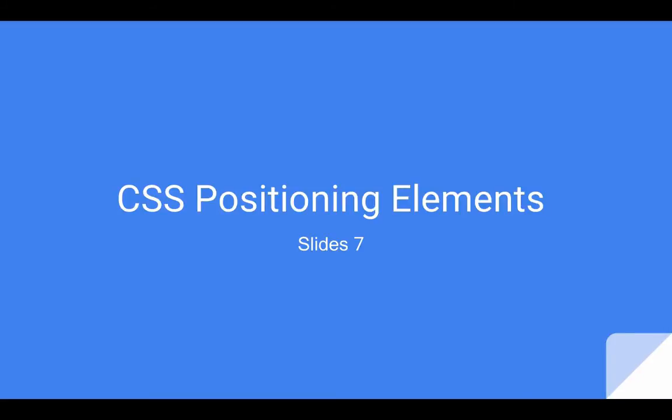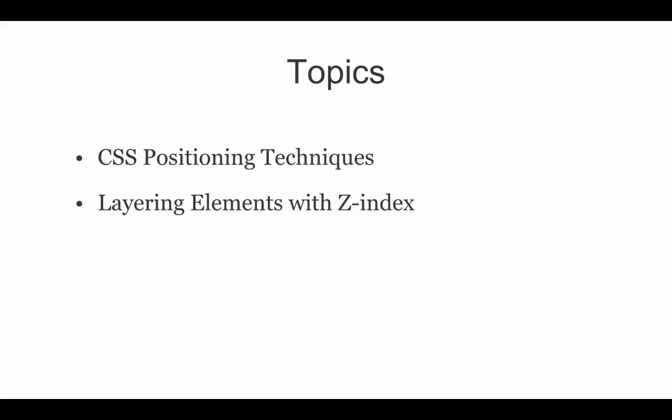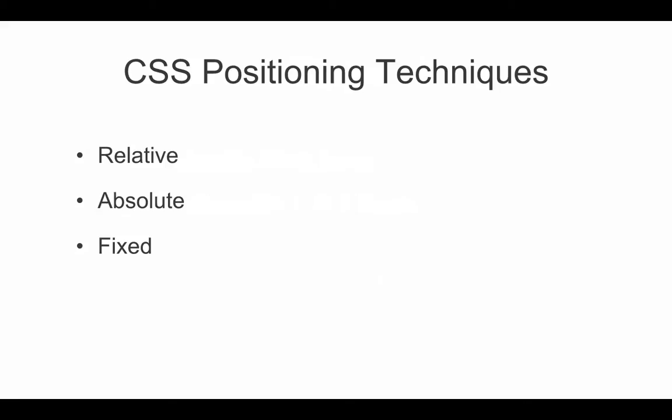In this next set of slides, we'll discuss positioning elements. We'll discuss the position property and various techniques for positioning elements using CSS, and we'll also talk about the z-index property, which will allow us to create depth by layering elements and overlapping them one on top of the other. In CSS, the position property can be set to relative, absolute, or fixed.